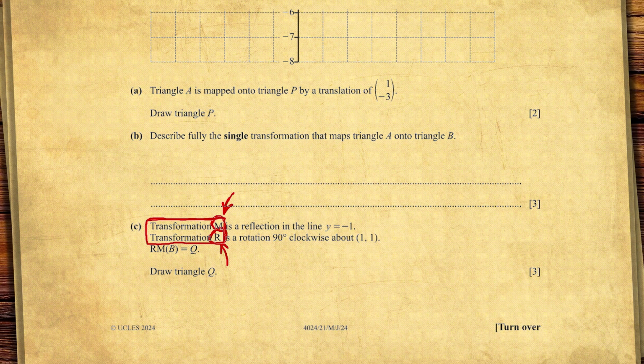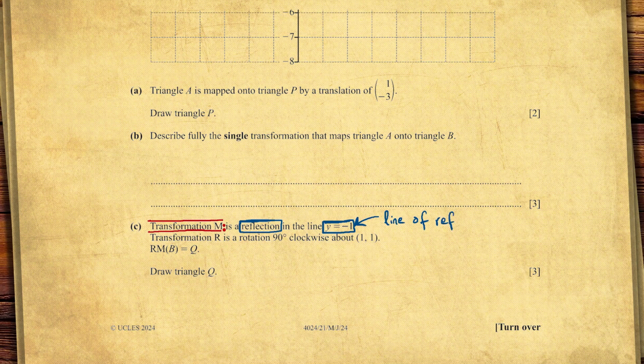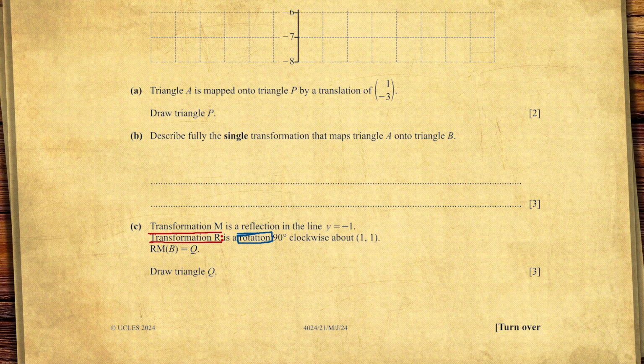Now in the next part, the question has given names to two transformations, transformation M and transformation R. Transformation M is a reflection in the line y is equal to -1. Y is equal to -1 is the line of reflection, and transformation M is a reflection in that line. And transformation R is a rotation. The direction and angle of rotation is 90 degrees clockwise, and the center of rotation is the point 1, 1. This is transformation R.